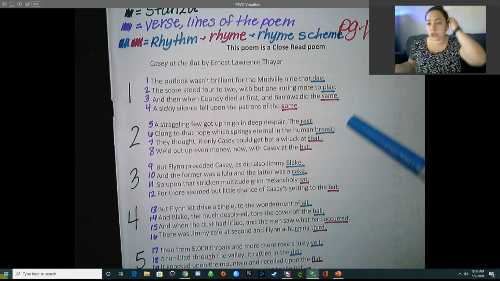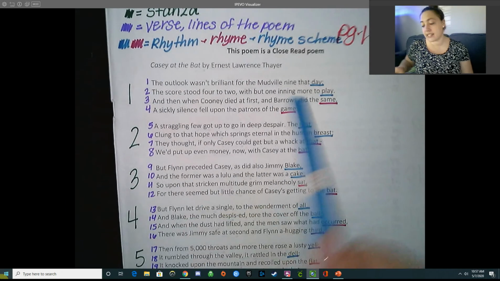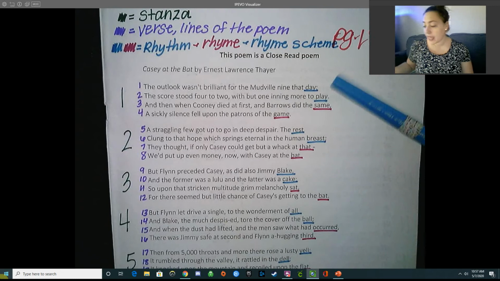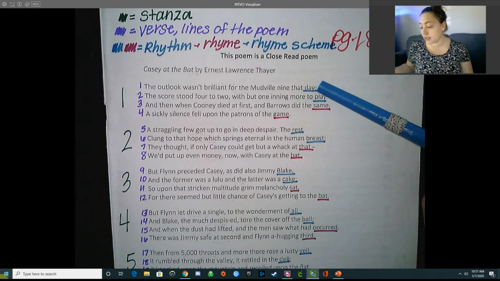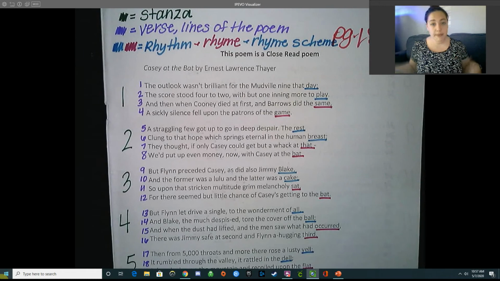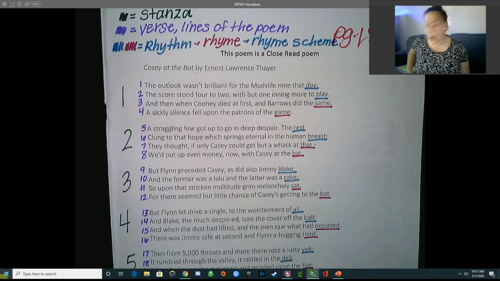So I'm going to just read this first stanza labeled with number 1 if you'd like to follow along in your packet with me. I'm going to read it to you one more time so that you can hear the rhyme and the rhythm that this poem makes.